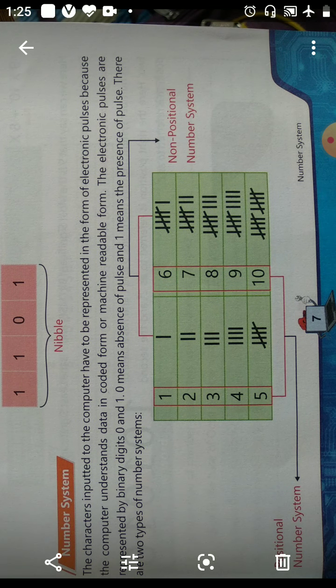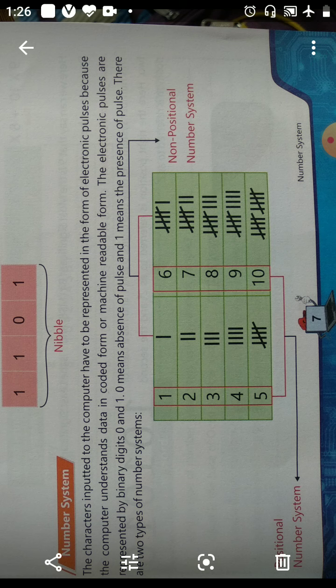See here, the number 1 is represented like a normal decimal number, and beside it the number is shown with a straight vertical line. So for 1, one vertical line; for 2, two vertical lines; for 3, three vertical lines, like that. And to represent 5, 4 vertical lines and 1 slanting line. We can say it is a statistical view. In statistics the numbers are measured likewise. But that is called the non-positional number system.